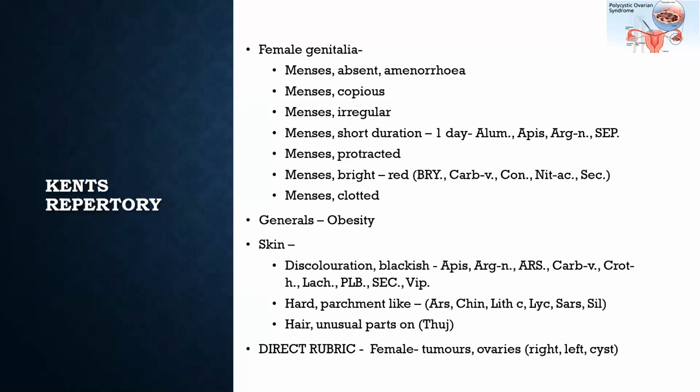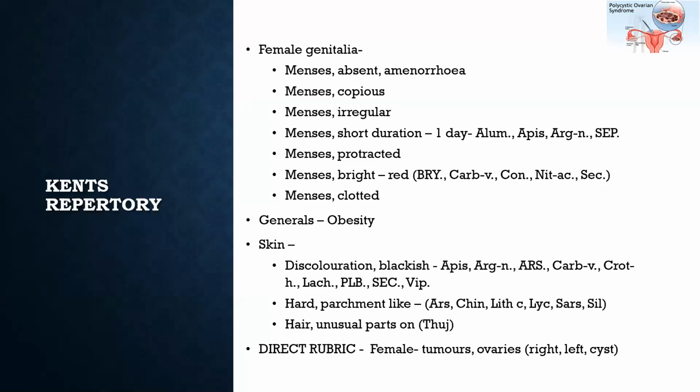Now, skin. Whatever rubrics have been written are basically either because of hirsutism or because of acanthosis nigricans. We know that in acanthosis nigricans, the skin becomes a little brownish or blackish in color. Then we have a little thickness of the skin, and we have hirsutism. We have hair growth, the testicular hair growth, we can say, or the male pattern of hair growth. So under the skin, the rubrics are discoloration blackish, hard parchment-like, hair unusual parts on. I'm not talking about the remedies right now. We'll see it all together.